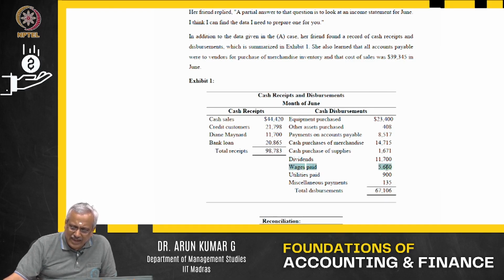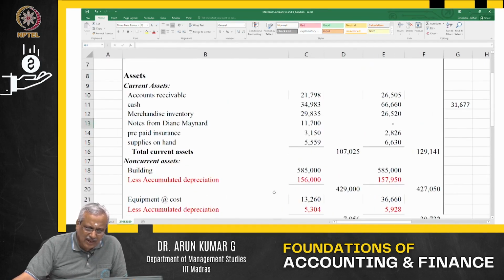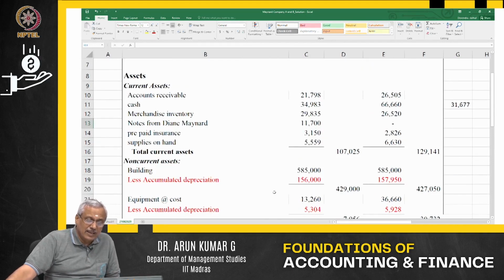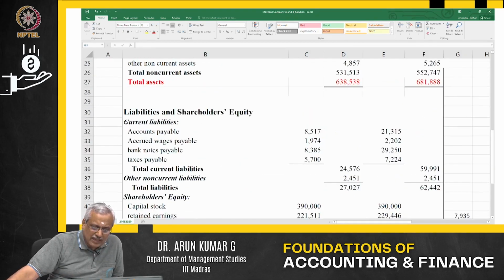I said wages paid 5660. Wages paid 5660. Beautiful. That is the wages that is paid, 5660. Now, is there anything that is accrued? We are not worried about what is paid. We are worried about what is accrued during the period. Because if I go back to my liabilities, I still see accrued wages.